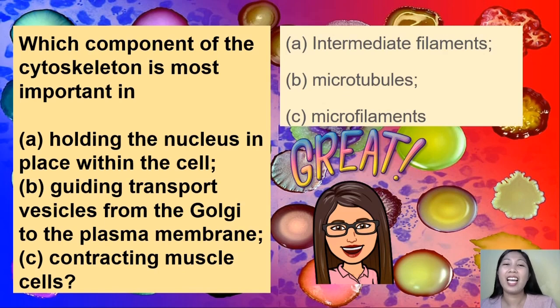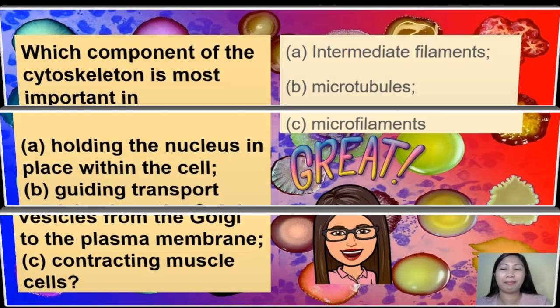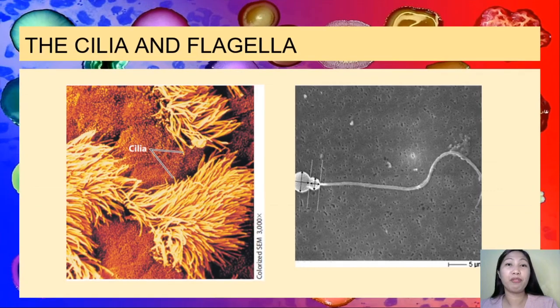Great! The answer for letter A is intermediate filaments. For letter B, we have microtubules, and for letter C, we have microfilaments. Let's move down to the last two structures, which are the cilia and flagella.